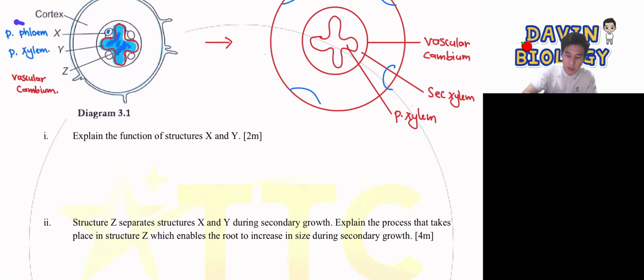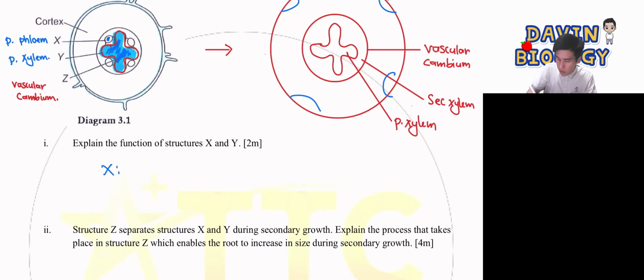X and Y is just xylem and phloem. They do the same thing as we always learn: transport water, transport organic substance. This one I think can, right? So just repeat right here. X is phloem, right? So this one transports organic substance, which is the food, the sugar. Y transports water and minerals.